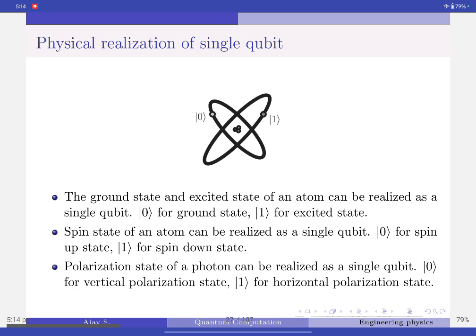Now, how do you physically realize a qubit? We have given three examples here. The ground state and the excited state of an atom can be realized as a single qubit: ket 0 for ground state, ket 1 for excited state. The spin state of an atom can be realized as a single qubit: ket 0 for spin up, ket 1 for spin down. The polarization state of a photon can be realized as a single qubit: ket 0 for vertical polarization, ket 1 for horizontal polarization.